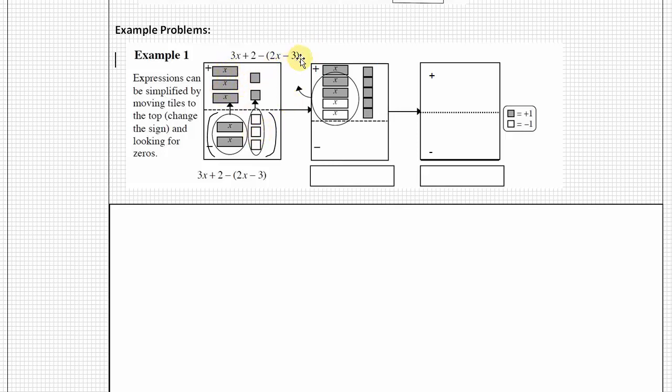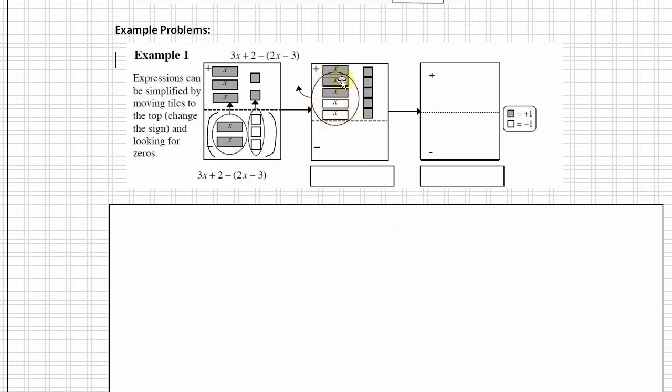We still have the 3 x tiles and the 2 positive unit tiles, but now we've flipped these 2 up. So now they're negative x tiles. And we've taken these 3 unit tiles that were negative and we've flipped them up so they became positive. So we've accomplished our first step, which is to get everything into the positive region. Really what we're doing is using the distributive property, and I'll demonstrate that in class.